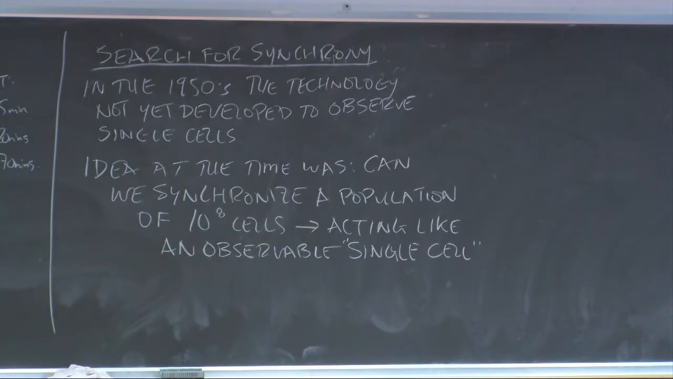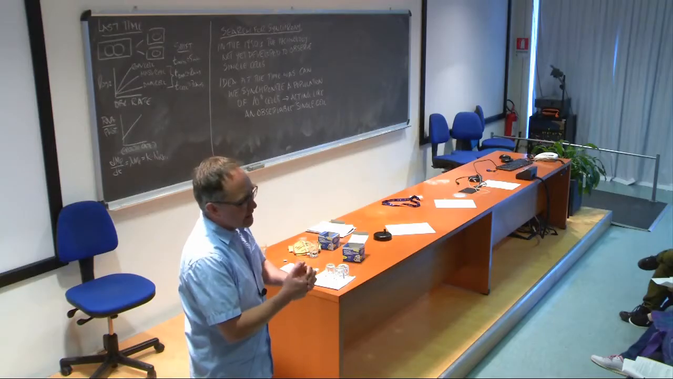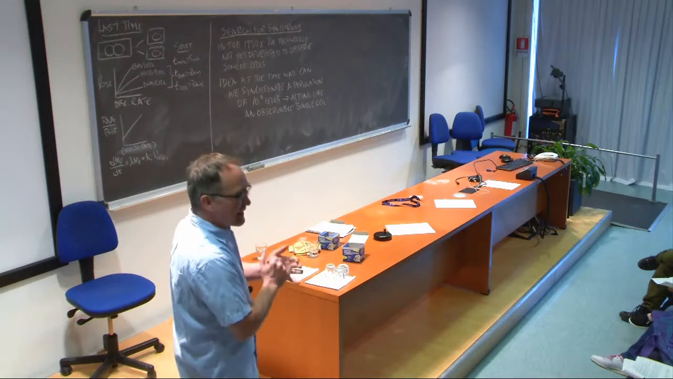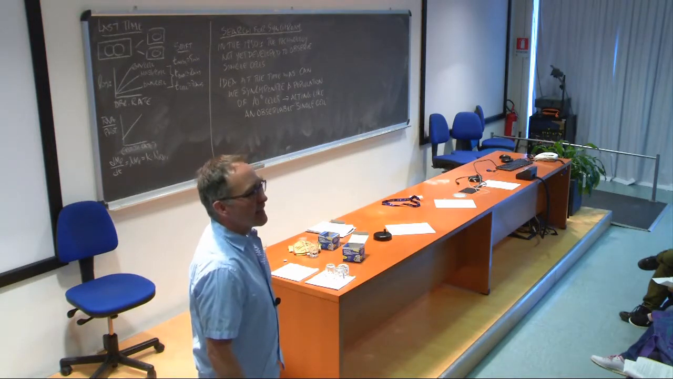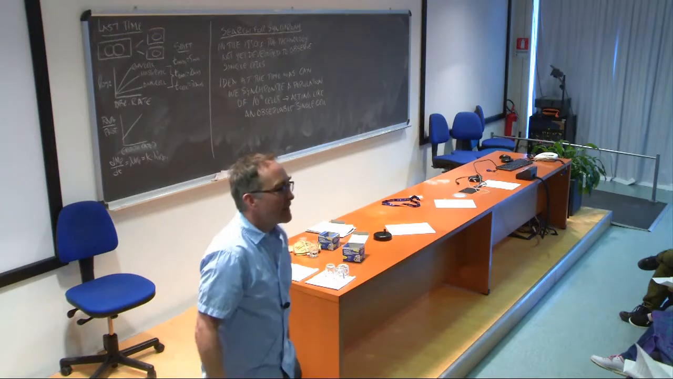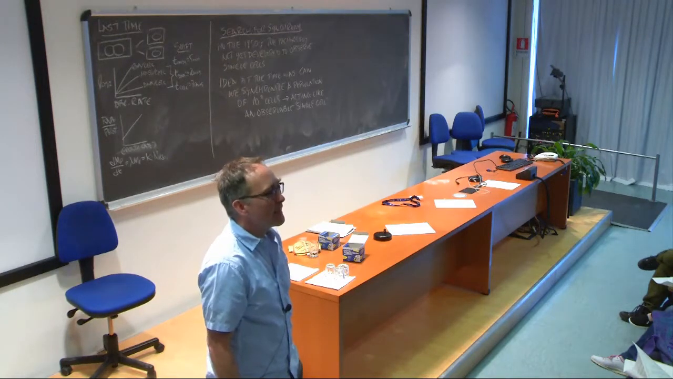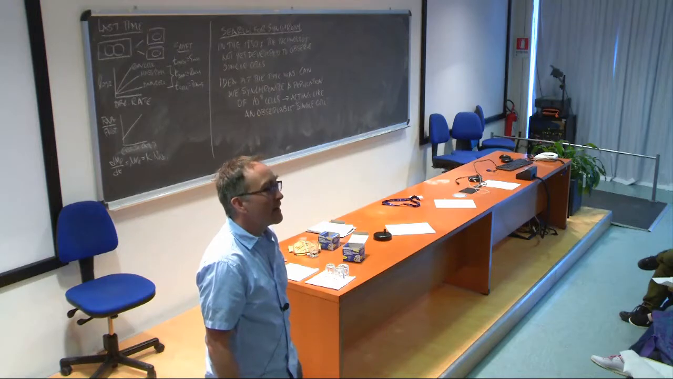Does everybody understand the reasoning here? So if this population is synchronized, everything in the population is doing the same thing at the same time. It's very much like just taking repeated measurements of a single cell. It's like an ergodic theorem, if you like. Yeah? In reality, the only way you can see whether they're synchronized is by actually looking at each of them. The whole idea is that you're synchronizing because you can't look at each of them.